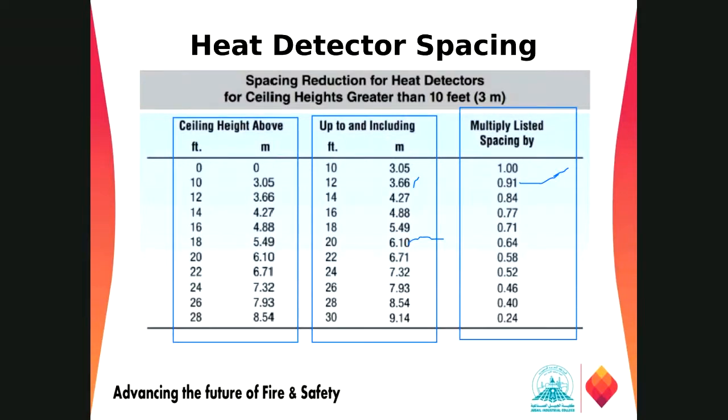So 64% of the listing, and let's come to the 50%, right? If the height is 7 meters from the floor, now the listing is only 6 meters maximum between two detectors. Further, if you are going up to 9 meters in height, now it is only 24% of 12 meters, which is around 2.8 or 2.9 meters, not more than that.